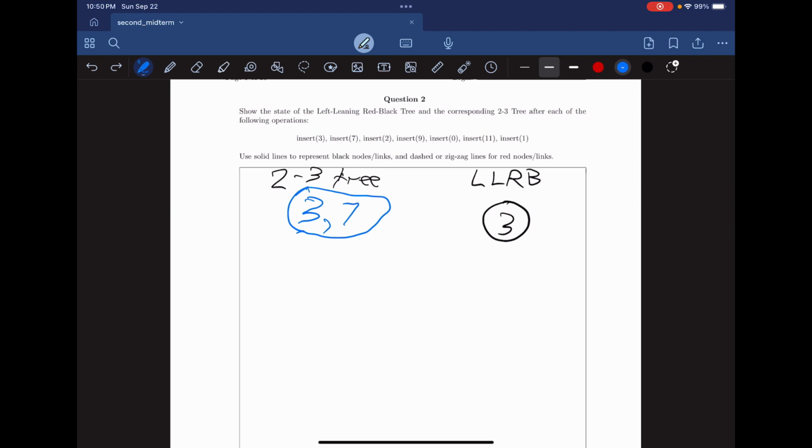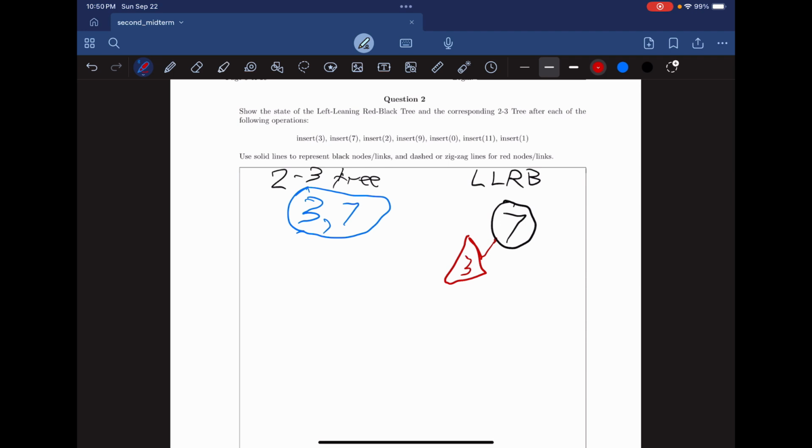And to change that representation for the left-leaning red-black tree, we now look at it as one of these two values is the black node and the other one should be the red node. Now, in a left-leaning red-black tree specifically, we always have to have our red nodes as the left child. And so we set the 7 to be the black node, and that way we can have the 3 be the red node.